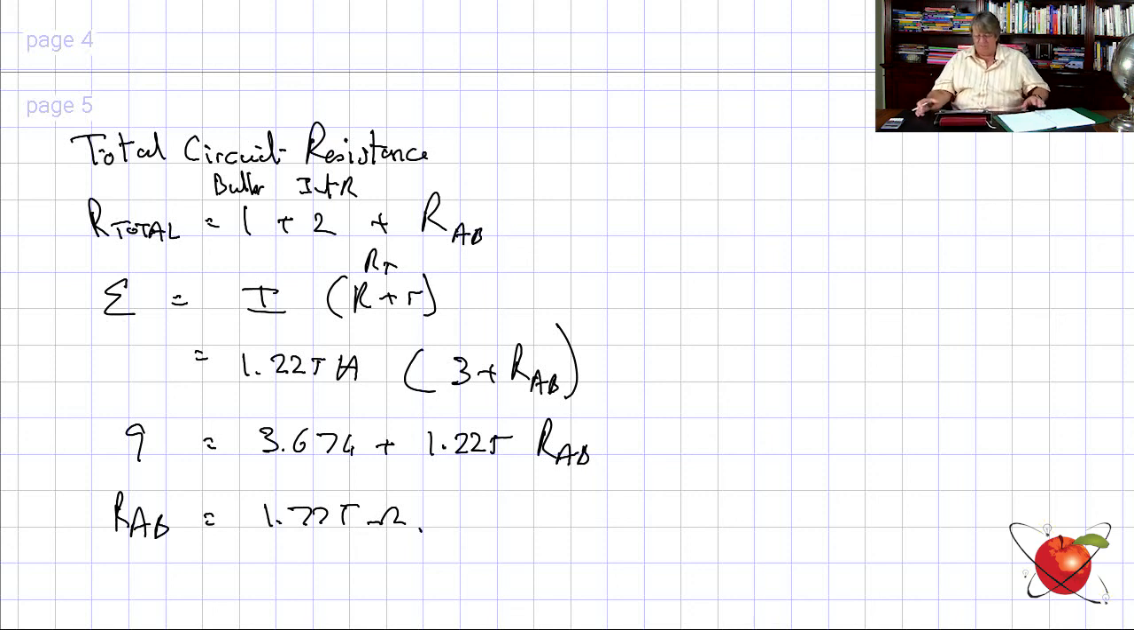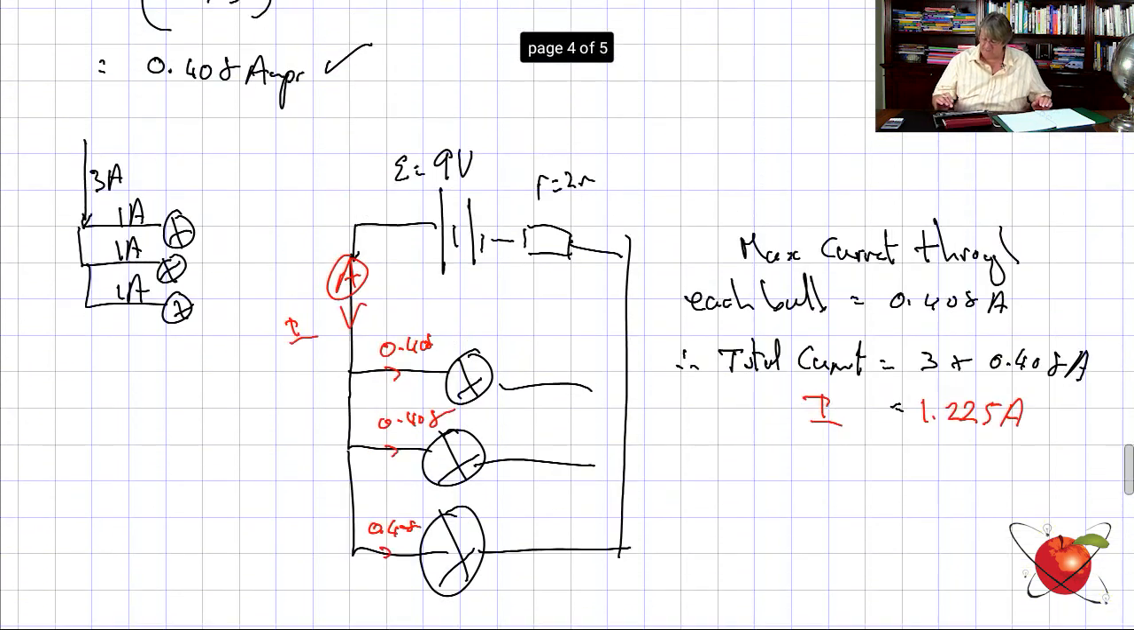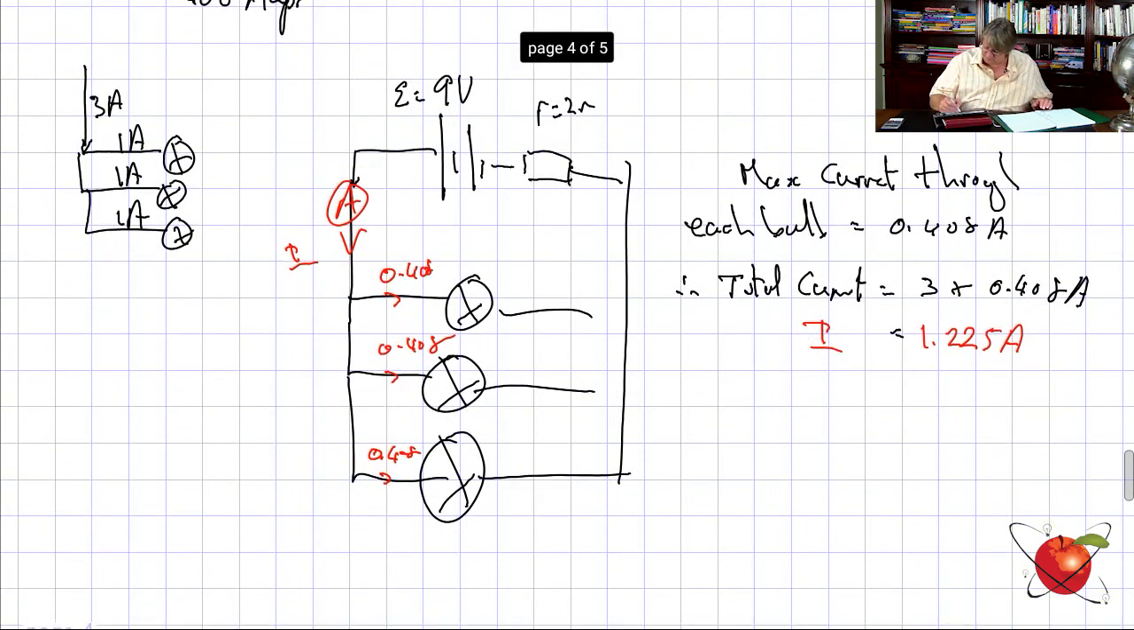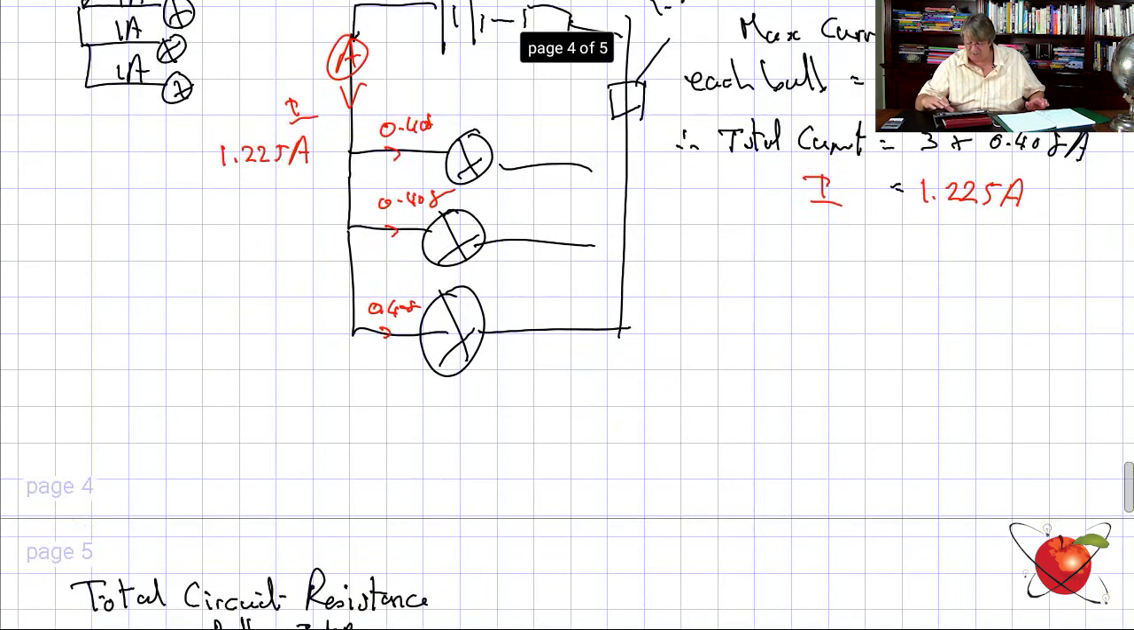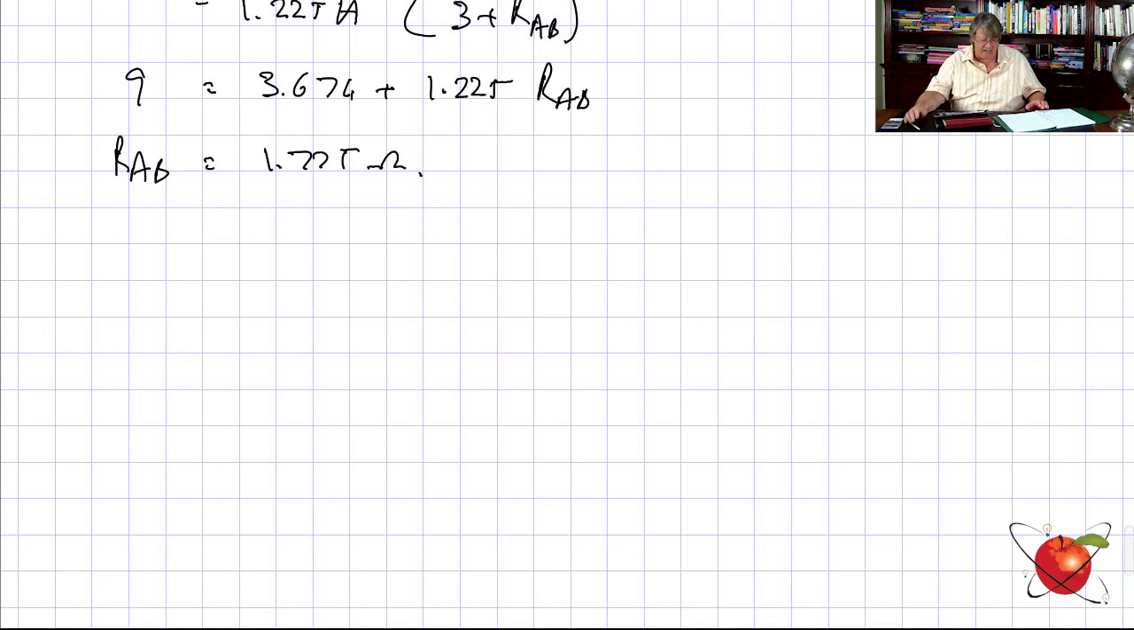So if you put a resistor up here of 1.775 ohms, it will throttle the current to be equal to 1.225 amps. That is one of the other kinds of problems. Now remember, we're going to add some more. We're going to do some old papers. All right, I'll leave that one. I'll come back to it when I add a few more in.